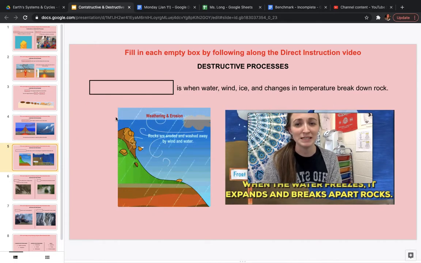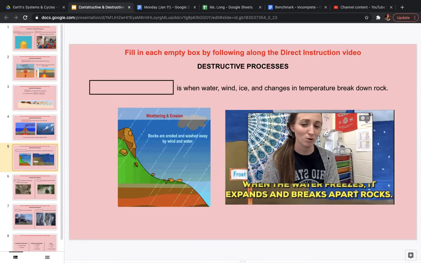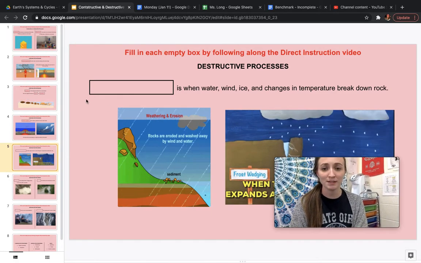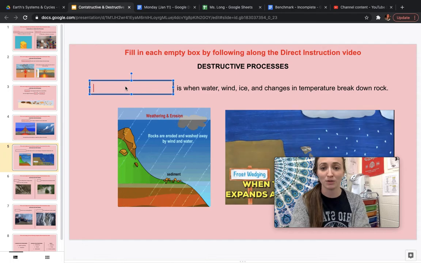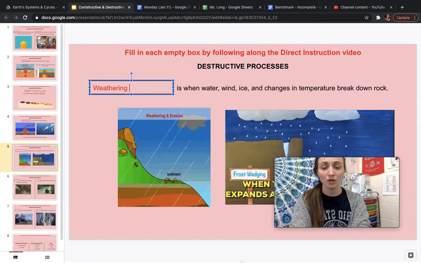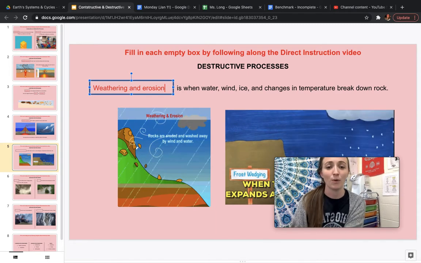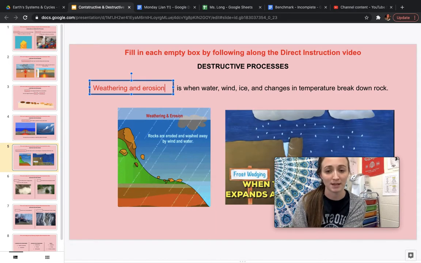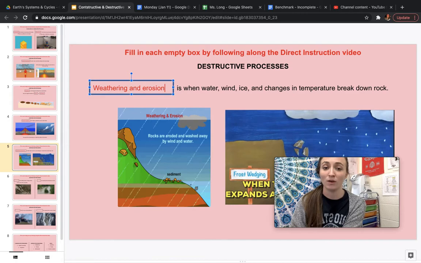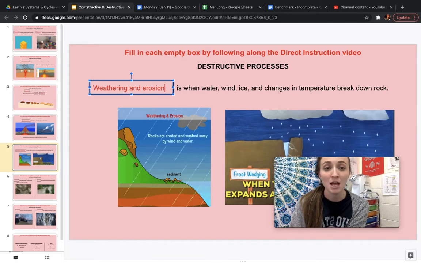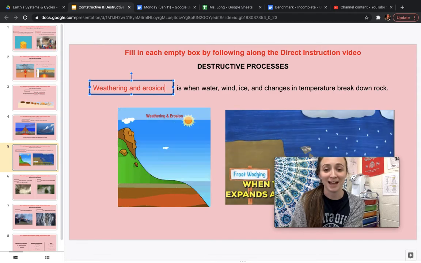Let's get to destructive, and we have a few more destructive than we do constructive. So this is something we talked about when we talked about the rock cycle. So we have weathering and erosion. That is definitely going to be a destructive process. So weathering is when water, wind, ice, rain, weather is going to break down types of rock.